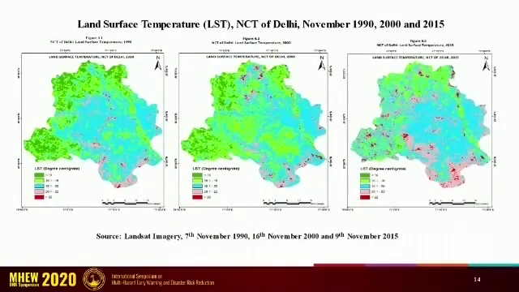Now, these are the maps of land surface temperature for the period 1990, 2000, 2015. If we go through the maps, we will see that the pink patches and red patches are increasing over the period. Now, what are these pink patches and red patches? These pink patches and red patches are showing the increased land surface temperature due to built up expansion over the period.